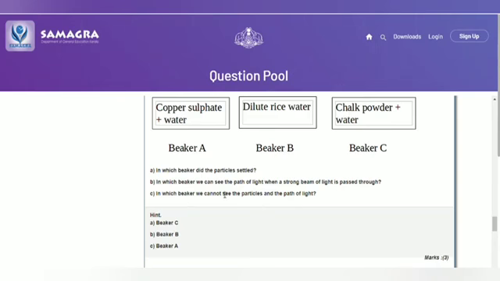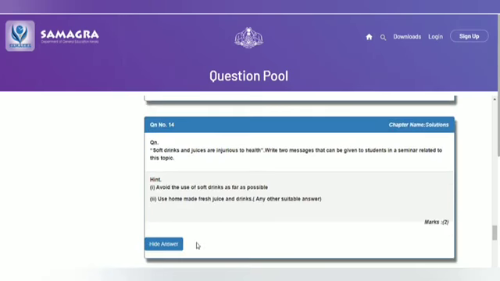In which beaker can we see the path of light when a strong beam of light is passed through? Beaker B, dilute rice water. In which beaker can we not see the particles or the path of light? Beaker A, copper sulfate and water.